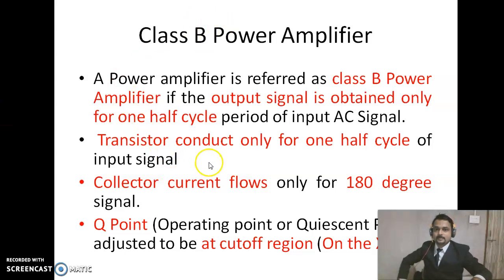So in the Class B power amplifier, the output signal is obtained only for one half cycle period of the input AC signal, because it works only with the positive half cycle of the input signal.